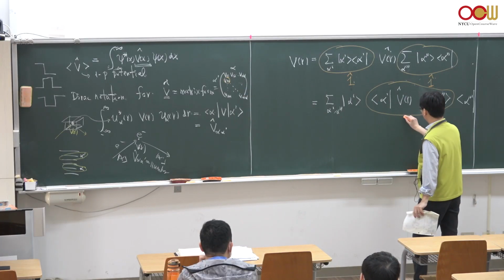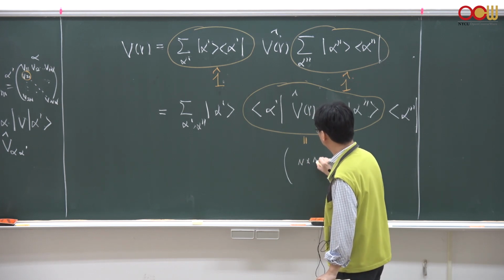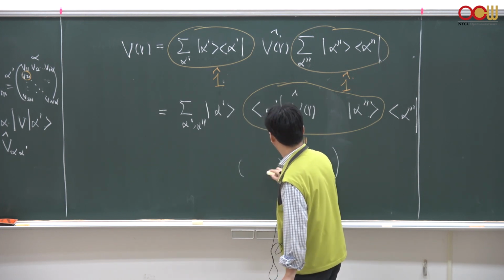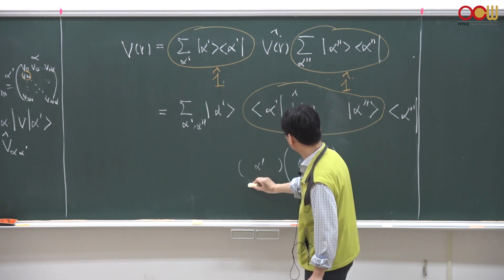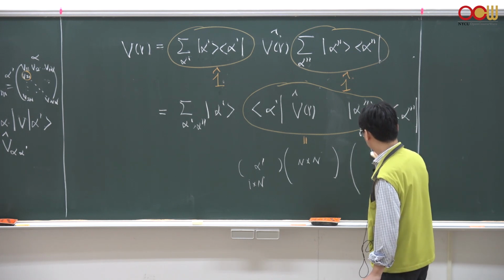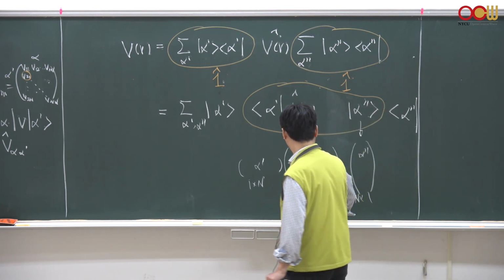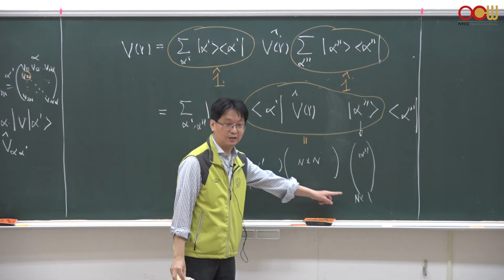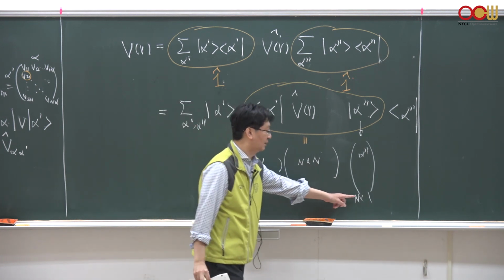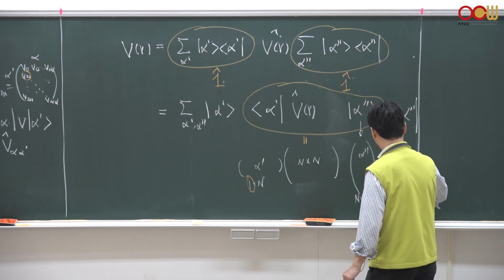Why? Because remember, this V carrying the hat is just some kind of n by n matrix, right? And if this alpha prime is living on the left, what should it be? A row matrix, which is 1 by n. And if this alpha double prime is staying on the right, this should be a column matrix, which is n by 1, right? So when you multiply three matrices, 1 by n times n by n times n by 1, what you have at the end of the day is just a number, right? Because 1 by n, n by n, n by 1, you get 1 by 1, which is a number.